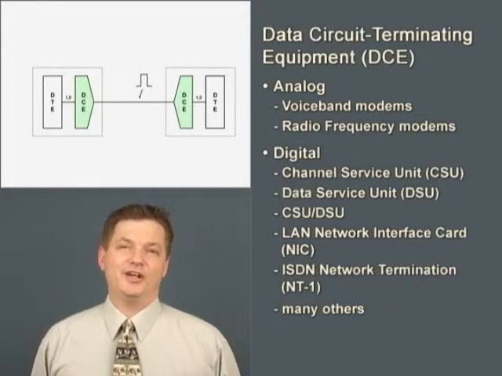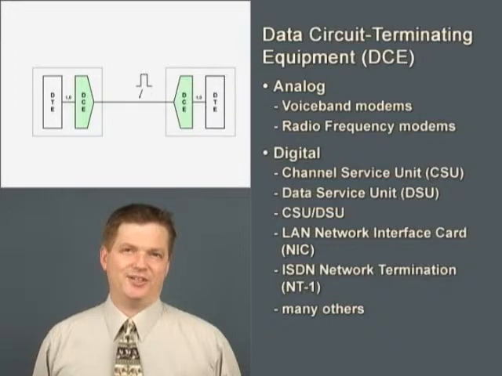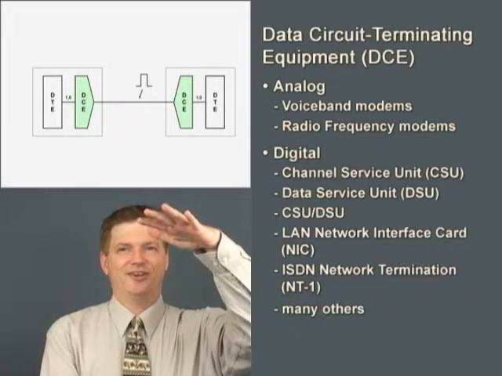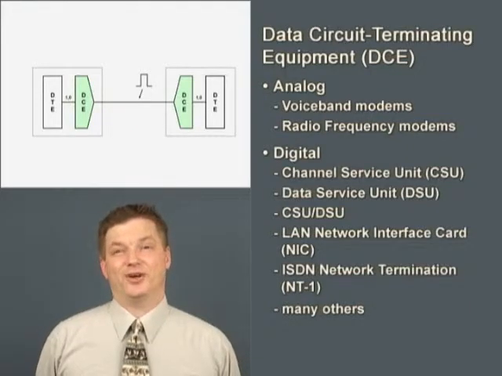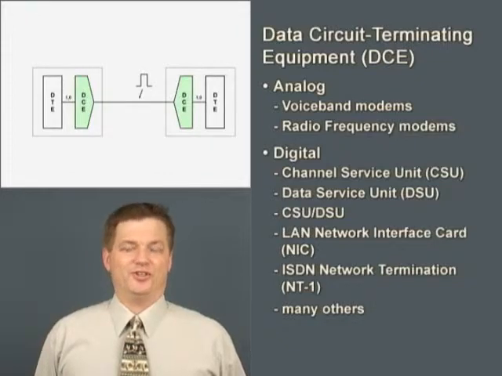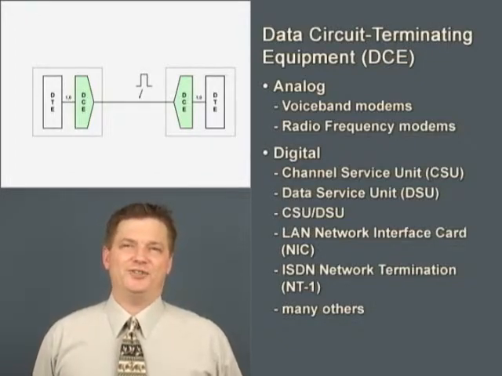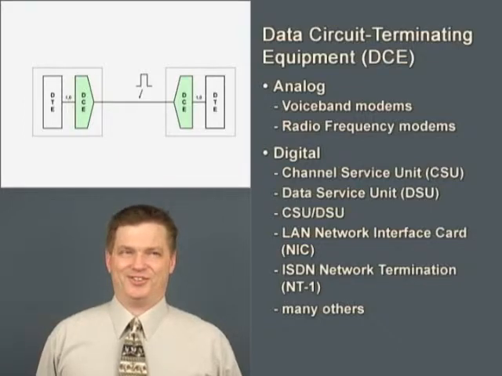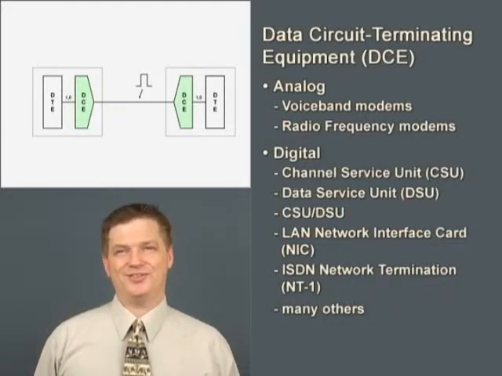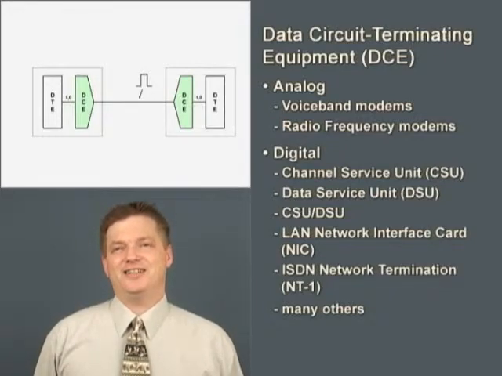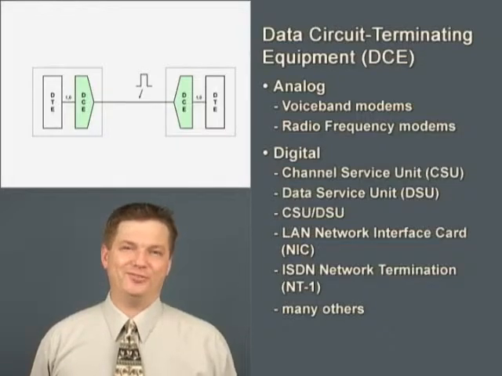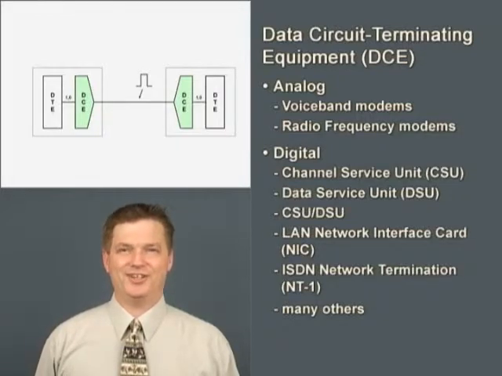Unfortunately, there isn't one nice word to refer to digital data circuit terminating equipment. There's a list of them about this long, and you have to use the correct one. On T1 circuits in course number 2, we briefly looked at CSUs, channel service units. And then there are also DSUs, and there are CSU/DSUs. On ISDN, you need a network termination type 1 device for basic rate interface.